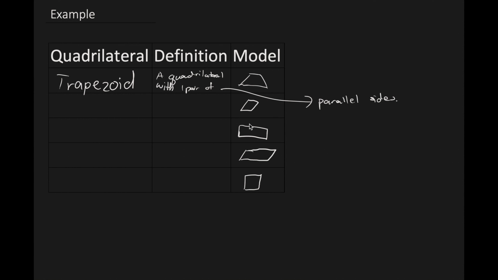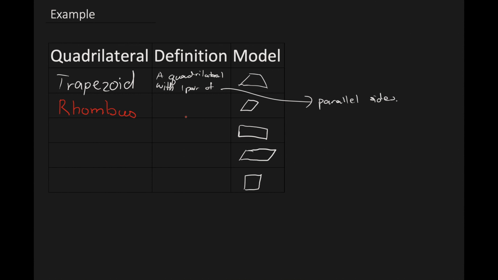Next, we have this shape right here. What is this? That's a rhombus. I'm going to use a different color here. A rhombus. So now, what makes a rhombus a rhombus? What are its attributes? If you want, you can post in the comments below what you think the attributes of a rhombus are.